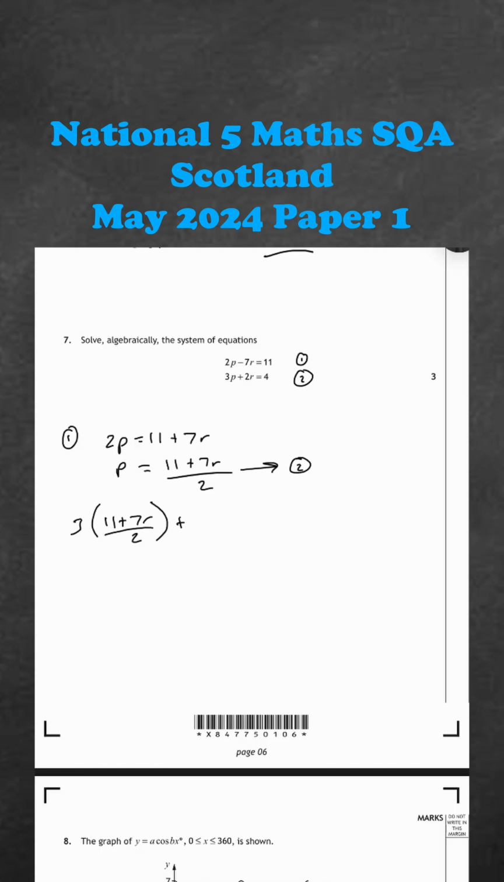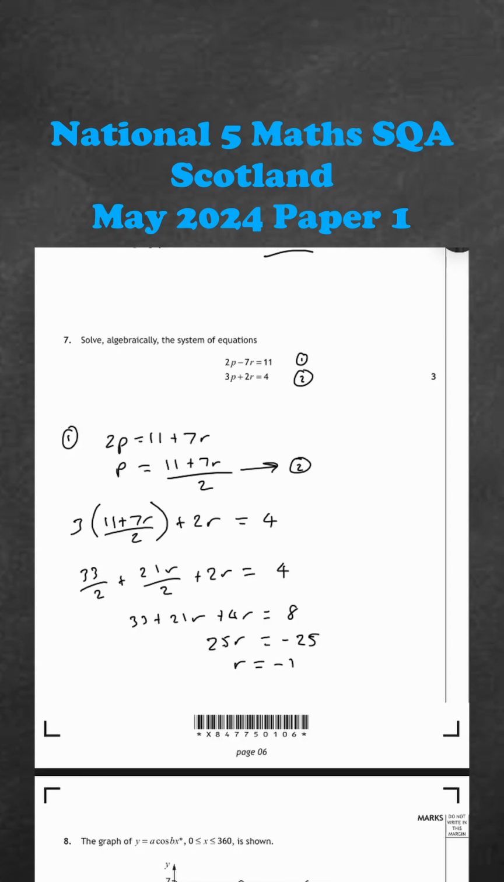2 plus 2r equals 4. Expanding this out, we get 33 over 2 plus 21r over 2 plus 2r equals 4. Now, if I say multiply everything by 2 to get rid of these fractions, we get 33 plus 21r plus 4r equals 8. 25r will therefore equal 8 minus 33, which is minus 25. R then will equal minus 1.